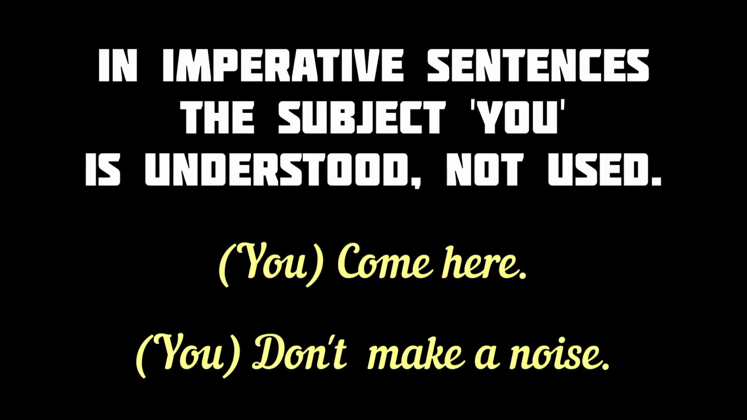However, in imperative sentences, the subject is always you, which is in the understood form. It is not explicitly used. For example, the imperative sentence "Come here" has an understood subject you, and similarly the imperative sentence "Don't make a noise" also has the understood subject you.